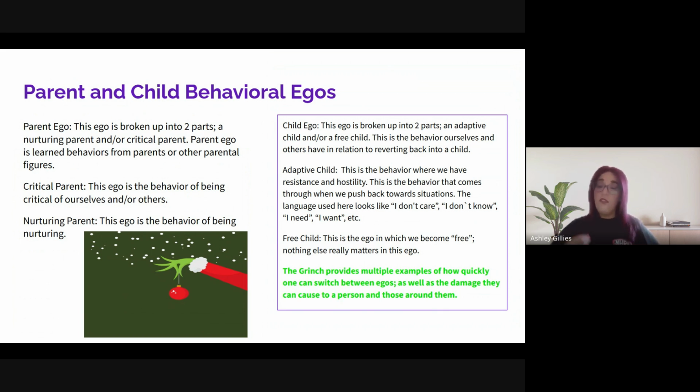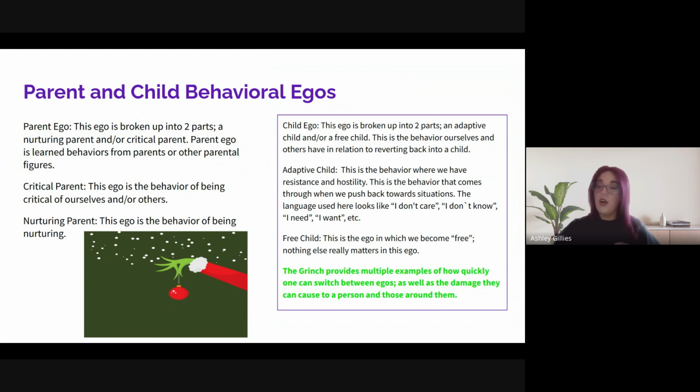Instead, when we revert back as adults into that adaptive child, I have put on the screen some of the language that tends to come out. Things like, I don't care, I don't know, I want, I need. Okay, so it becomes a very childlike way of speaking. So I'll give you some examples of that when we put it all together. But that's very simple language that you understand. If you know this, you know that the child is present if somebody responds in those terms.